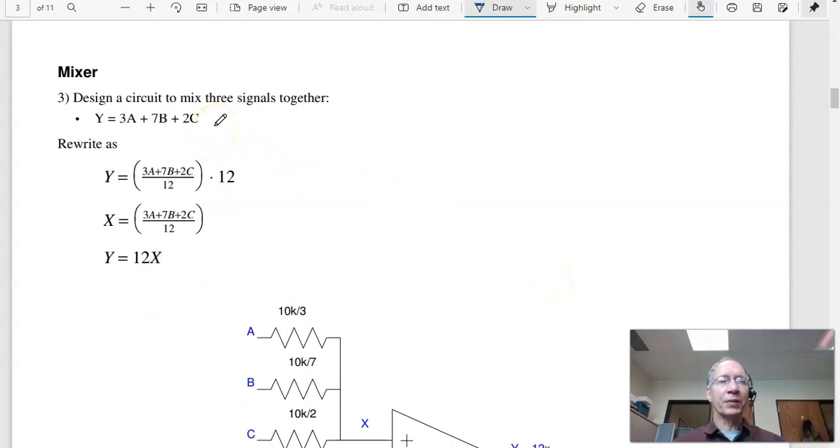Problem 3 is a mixer. Build a circuit with a gain of 3A plus 7B plus 2C. A couple ways to do that. One way is to add a dummy variable X. That's the weighted average of 3A, 7B, and 2C. Adding up all these numbers gives you 12. So if I divide by 12, that's the weighted average.